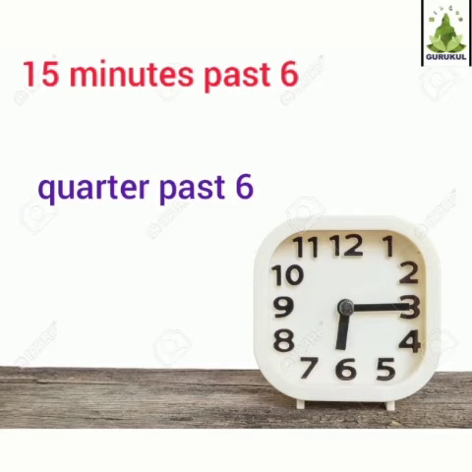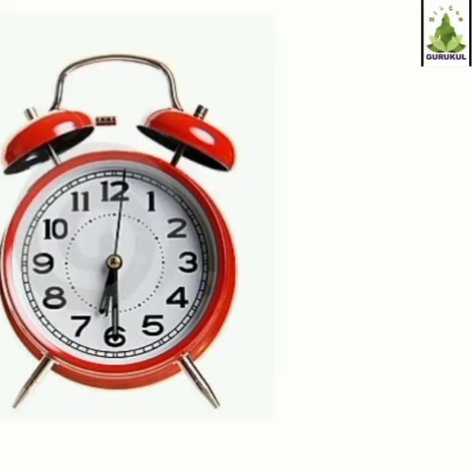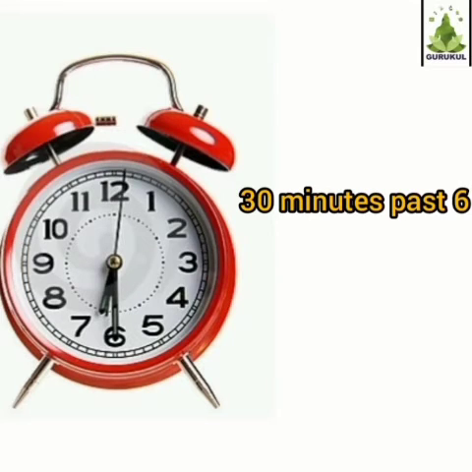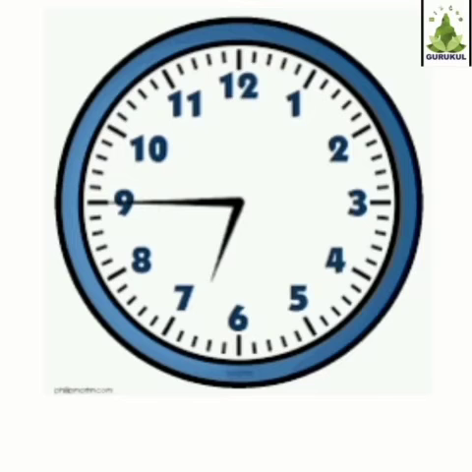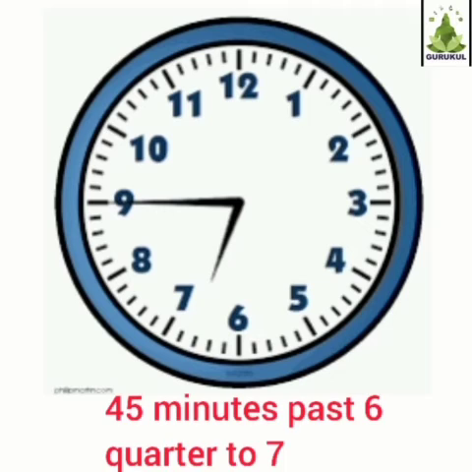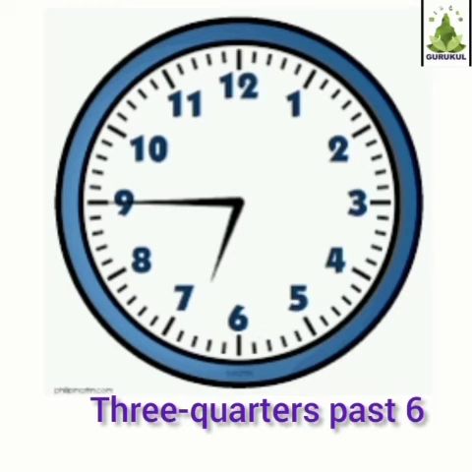You can write quarter past 6 also. Minute hand is on 6 and hour hand is between 6 and 7. Teacher, 30 minutes past 6 is equal to half past 6. Minute hand is on 9 and hour hand is between 6 and 7. Teacher, 45 minutes past 6 is equal to quarter to 7. It is also 3 quarters past 6.